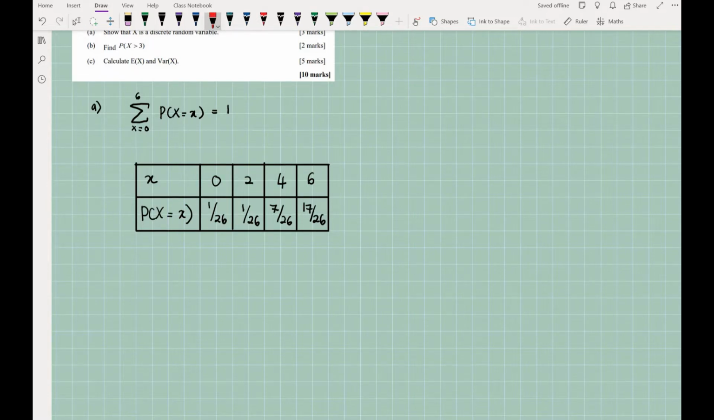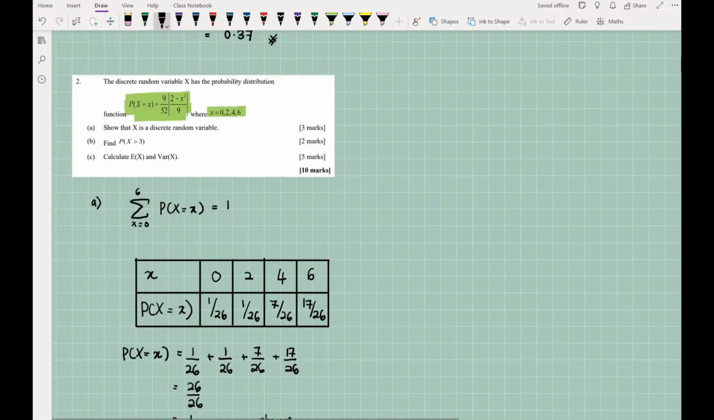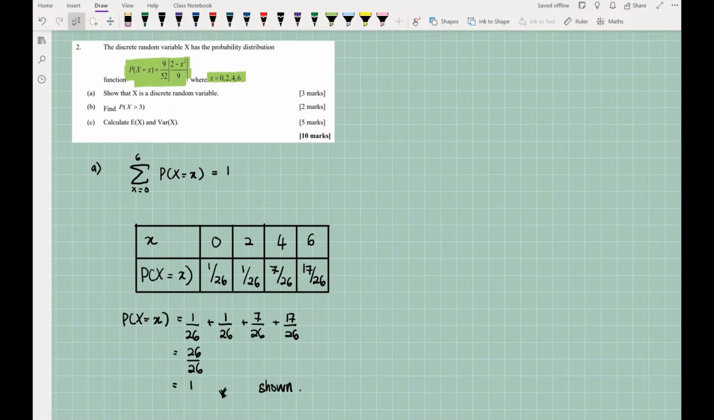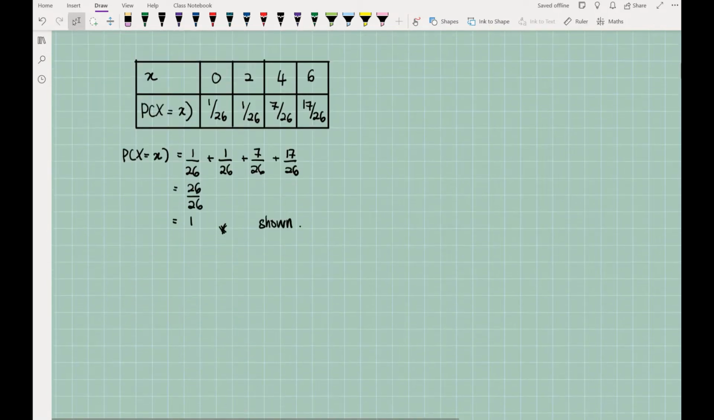So, if I add up all this, okay, so the probability that x is equal to x that I got here will be 1 over 26 plus 1 over 26 plus 7 over 26 plus 17 over 26. So that is equal to 26 over 26 and that is equal to 1. So di sini I have already shown that this is a discrete random variable. So, untuk soalan B, we need to find the probability that x is greater than or equal to 3.